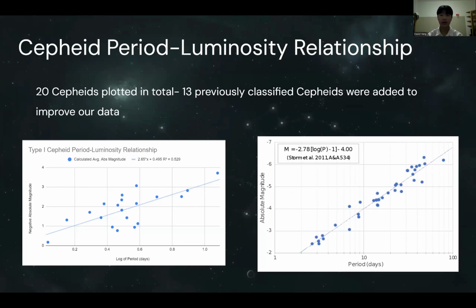And so looking here, we were able to plot it on our own Cepheid period luminosity relationship. You can see that there's a positive trend in terms of the log of the period and the absolute magnitude. Our graph is the one on the left. You can see it follows a similar upward trend as the graph on the right, which is a study taken by the Hubble Space Telescope, and it was observing several nearby Cepheids. Also for our graph, you may notice that we have 20 Cepheids plotted, which is more than the 7 we classified. And the reason for that is we added 13 previously classified Cepheids to our data set in order to improve the accuracy.